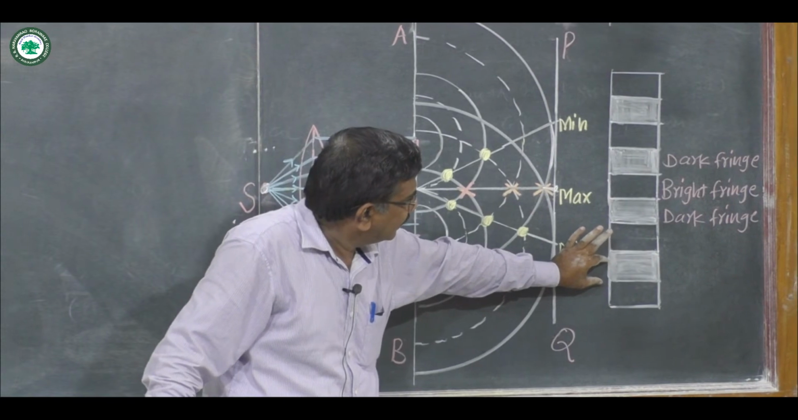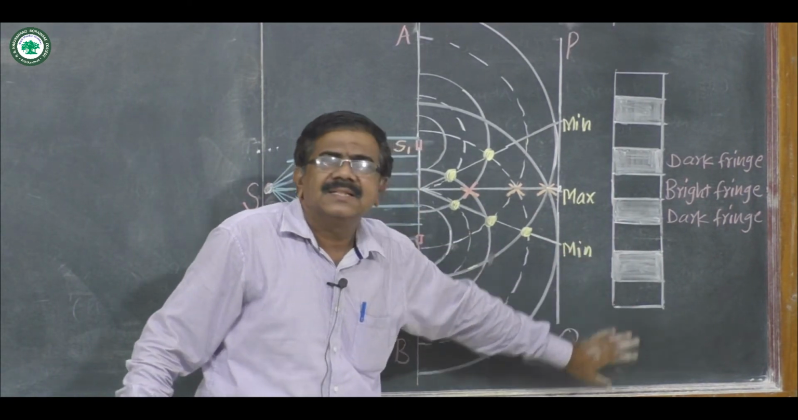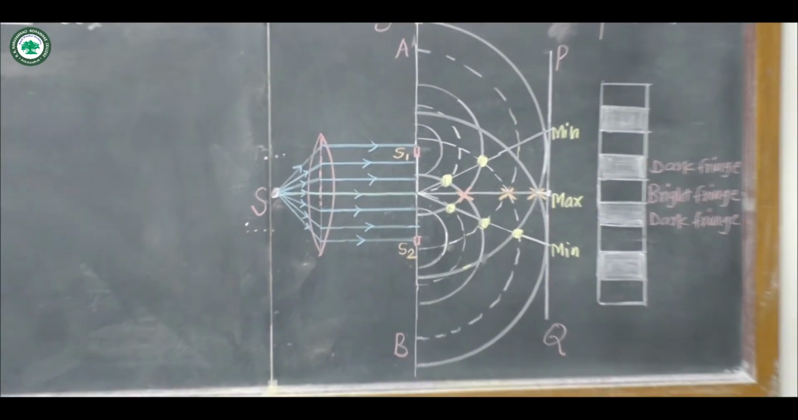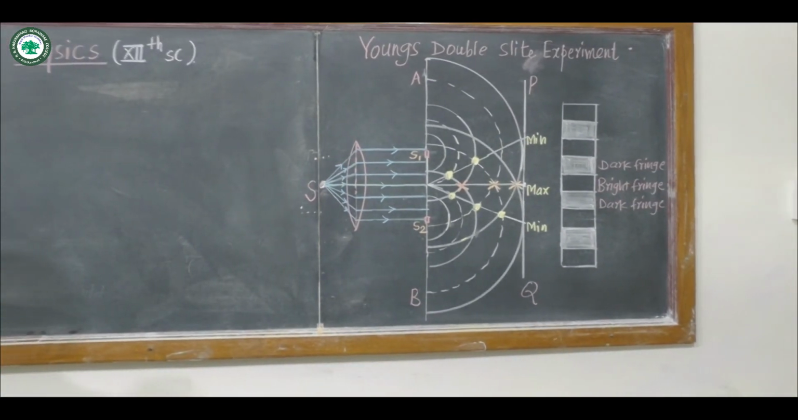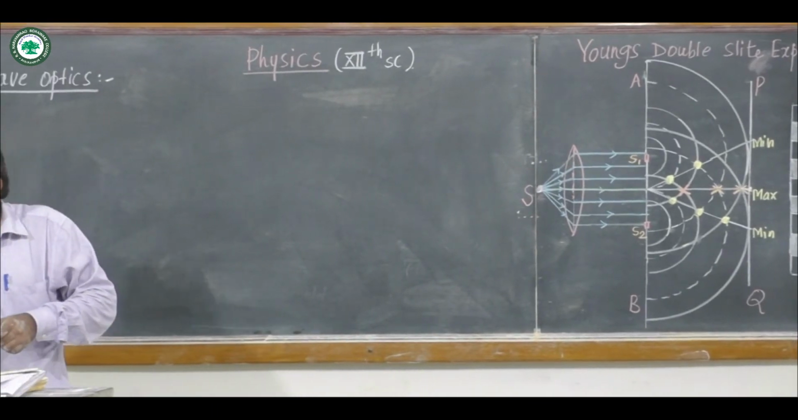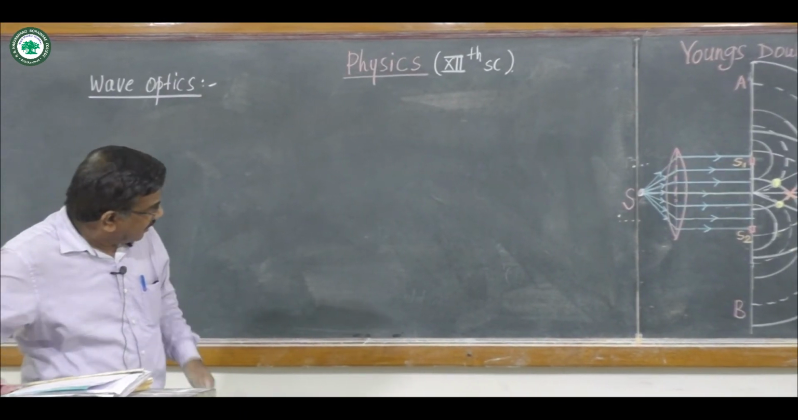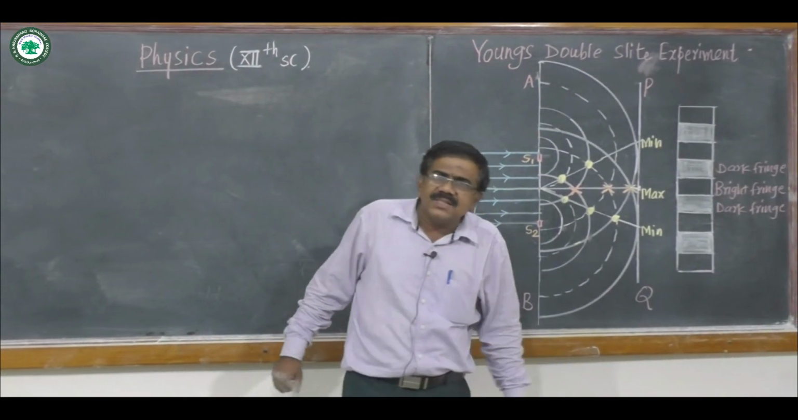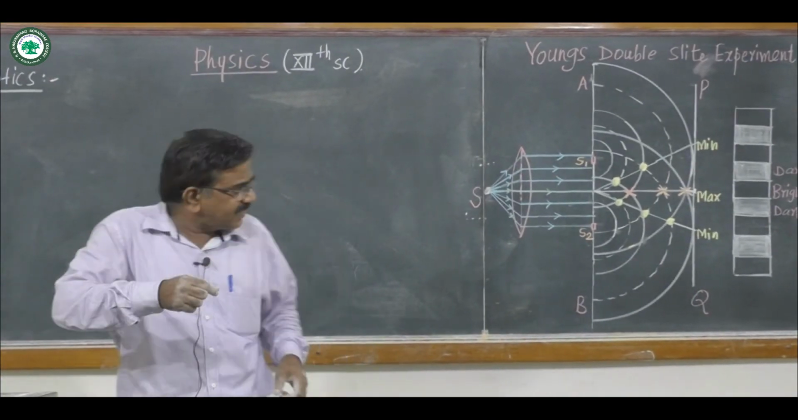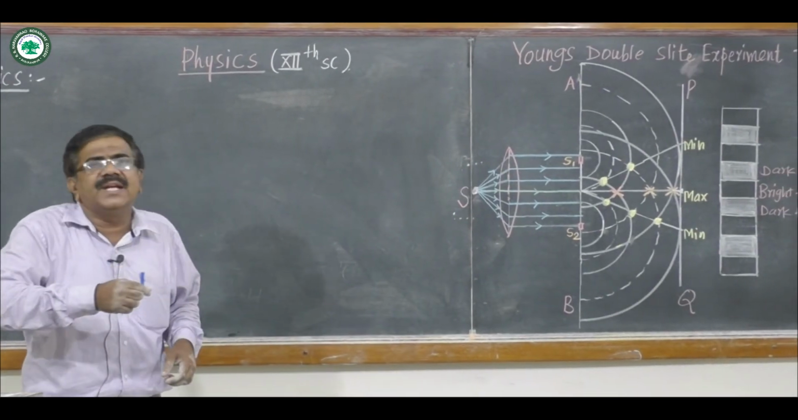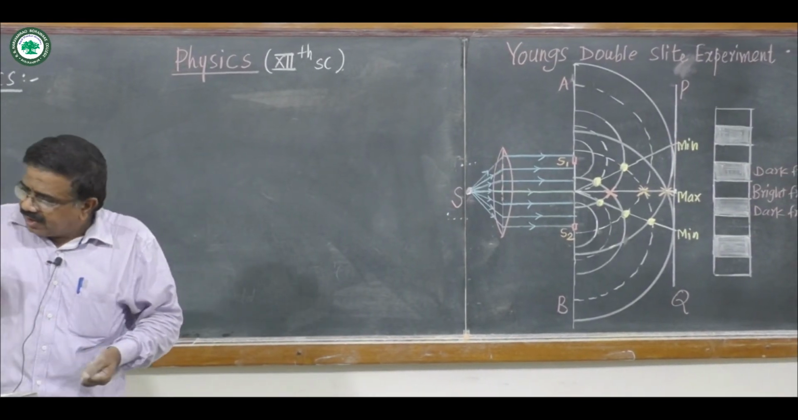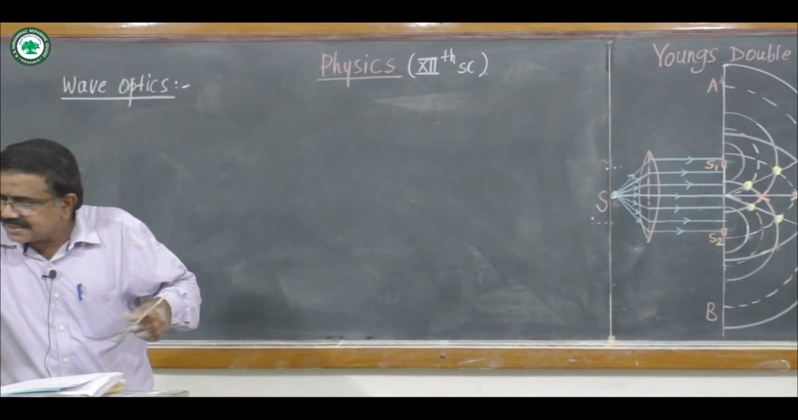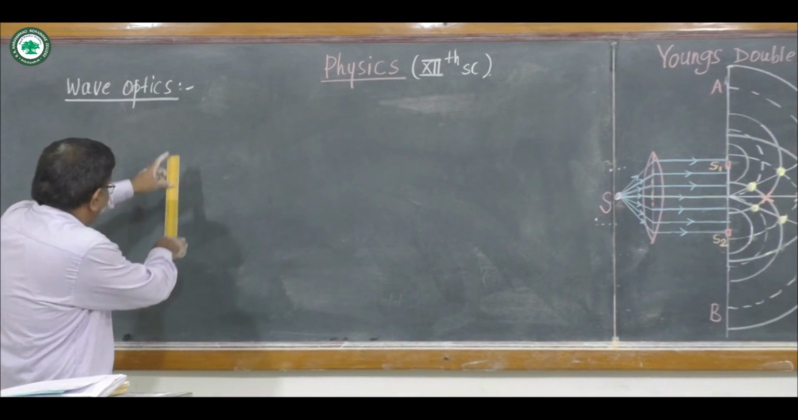bright, dark, bright. In this way, alternate bright and dark fringes are observed on the screen, and it is called the interference pattern. The distance between two successive bright fringes, or between two successive dark fringes, is called the fringe width or bandwidth. Firstly, we find the expression for the path difference between the waves.